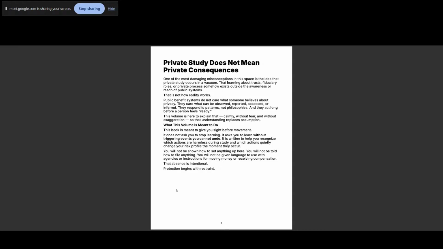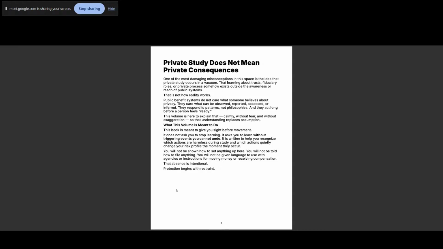Public benefit systems do not care what someone believes about privacy. They care what can be observed, reported, accessed, or inferred. They respond to patterns, not philosophies, and they act long before a person feels ready. This volume is here to explain that, calmly, without fear, and without exaggeration, so that understanding replaces assumption.